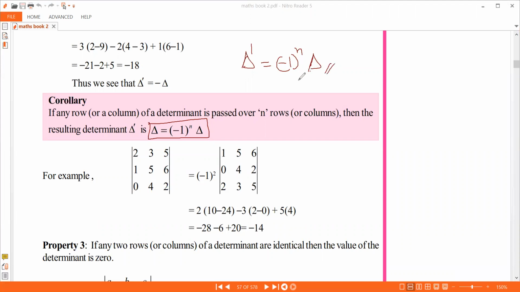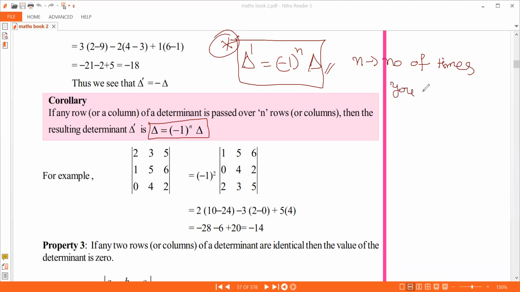Suppose you do 3 swaps, negative. 4 swaps, positive. For an even number of swaps, your determinant remains the same. For an odd number of swaps, your determinant will be negative of the original value. So if you do one swap, it will be negative. Double swap, it will remain the same. So n is the number of swaps, the number of times you do the exchange.